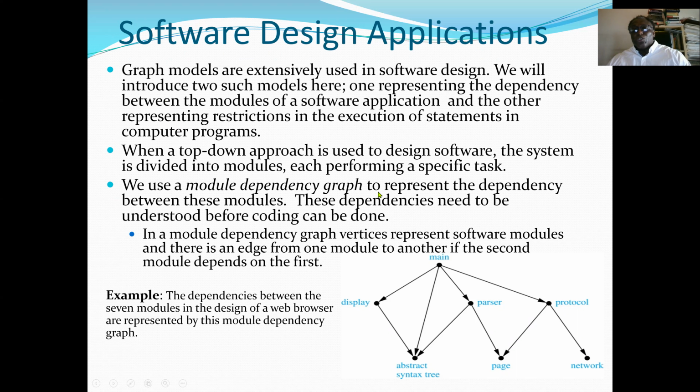When a top-down approach is used to design software, we know the system is divided into modules. Each module will perform a specific task. So we go from the highest to the lowest module. Now we use a module dependency graph to represent the dependency between these modules. These dependencies need to be understood before coding can be done. In a module dependency graph, vertices represent the software modules, and there's an edge from one module to another if the second module depends on the first.